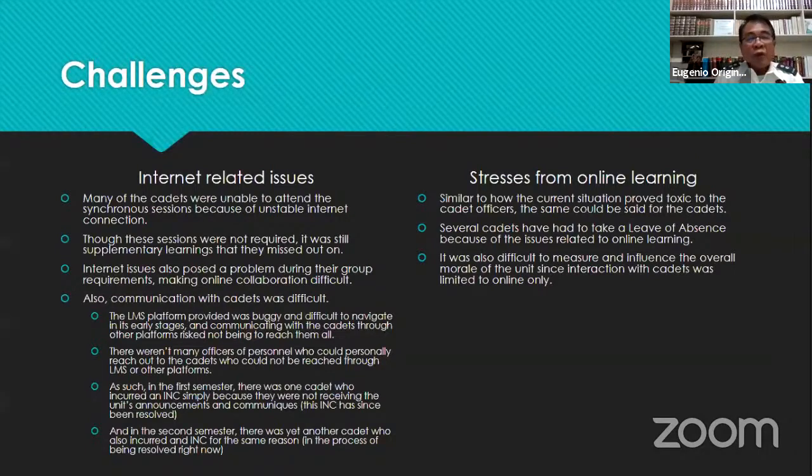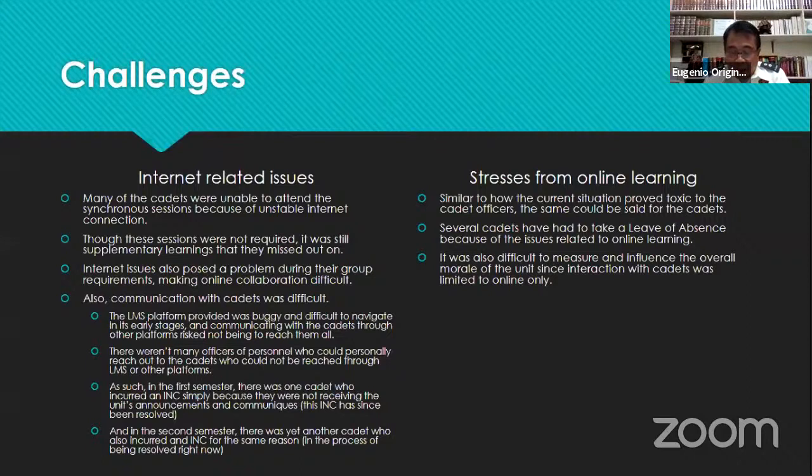There weren't many officers or personnel who could personally reach out to the cadets who could not be reached through LMS or other platforms. As such, in the first semester, as stated, there was one cadet who incurred an incomplete grade simply because they were not receiving the unit's announcements and communications. This incomplete, however, has since been resolved. And in the second semester, there was yet another cadet who also incurred an incomplete for the same reason, which is in the process of being resolved right now.